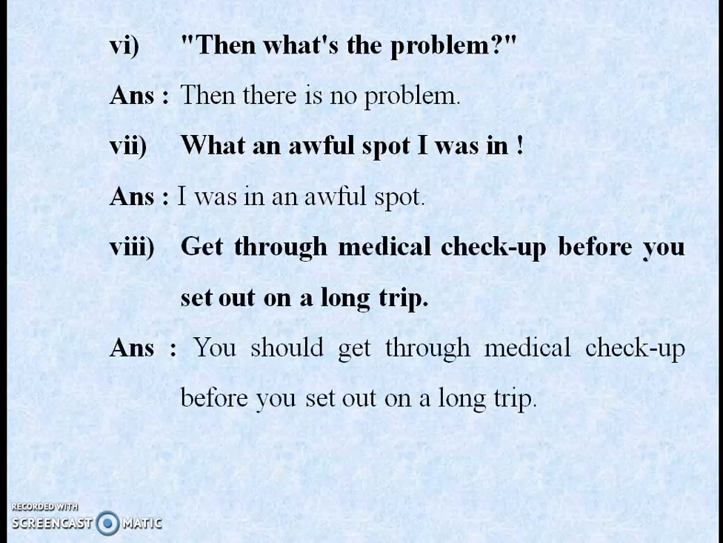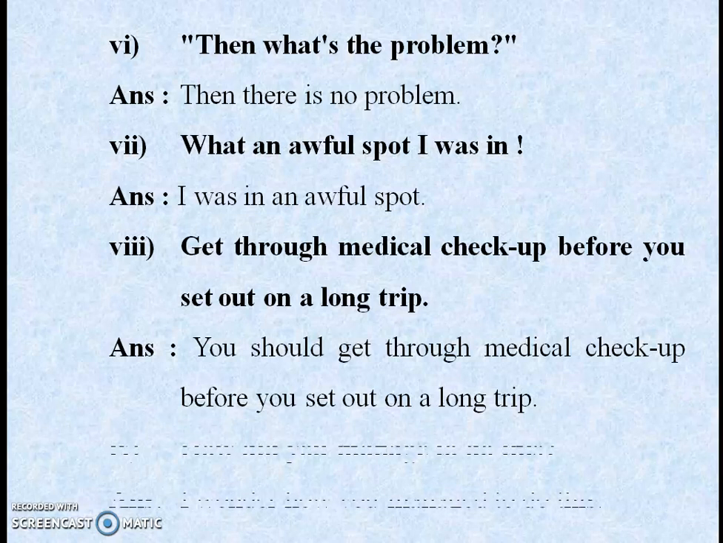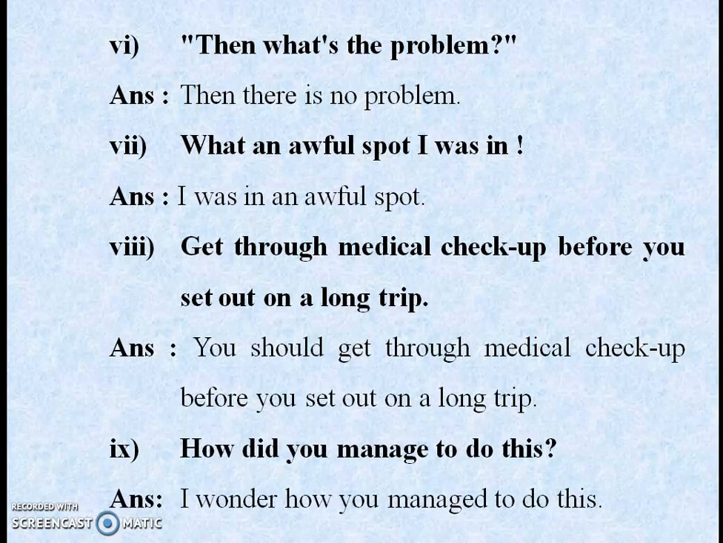Next, get through medical checkup before you set out on a long trip. This is imperative sentence, and its assertive form, you should get through medical checkup before you set out on a long trip. Next example, how did you manage to do this? This is interrogative sentence, and its assertive form, I wonder how you managed to do this.